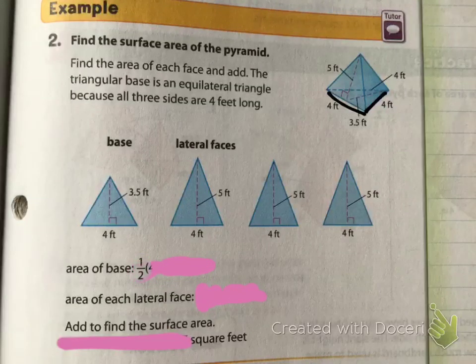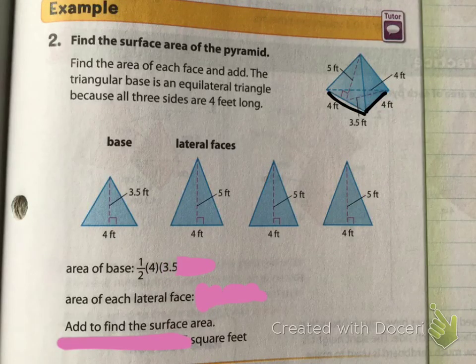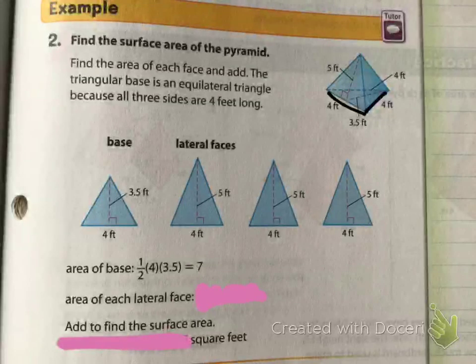One half, base is 4, height is 3.5. One half of 4 is 2. 2 times 3.5 is 7. The area of each lateral face.